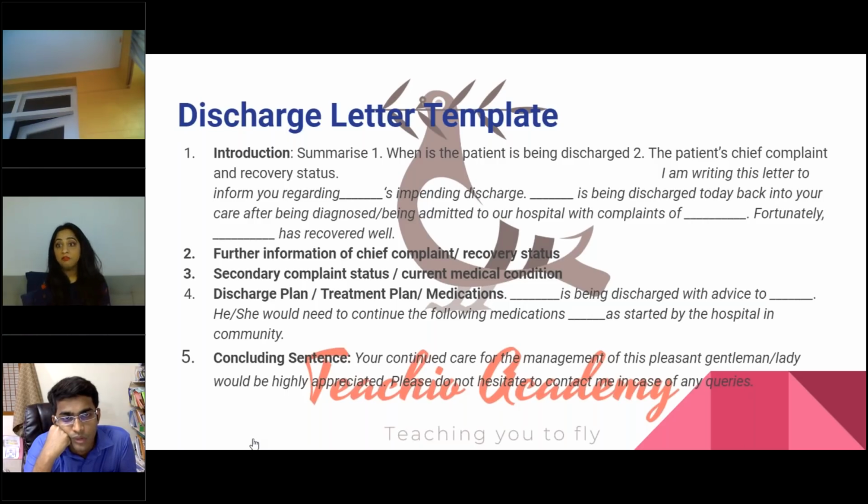Then in the next paragraph, you're going to write about further information about the chief complaint or the recovery status. So you're going to write Mr. John was admitted to the hospital on this date with complaints of whatever the complaints were. He was treated with this, and he has responded well to given line of management. Guys, a very good method of writing that the patient has recovered is that Mr. Johnson has responded well to the given line of management.